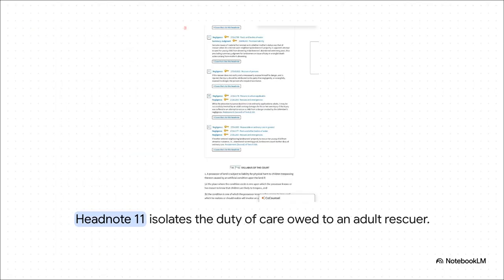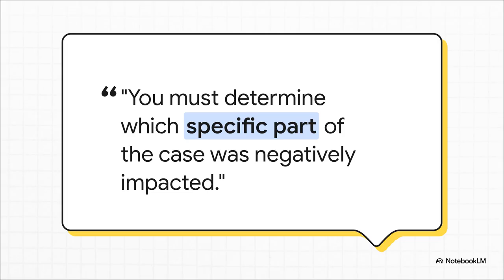Meanwhile, if we scroll down the exact same case to Headnote 11, it covers a totally different issue. This headnote isolates the holding that if the mother entered the property to rescue her child from that attractive nuisance, the landowners owed her a duty of ordinary care as a rescuer, two completely distinct legal holdings wrapped up in one single judicial opinion. So here is the crucial point, what we call the rule of context.